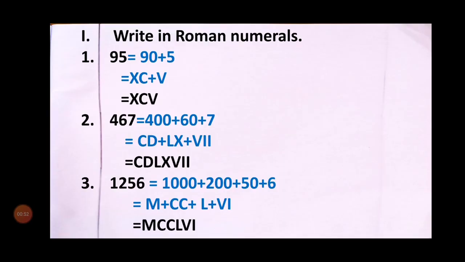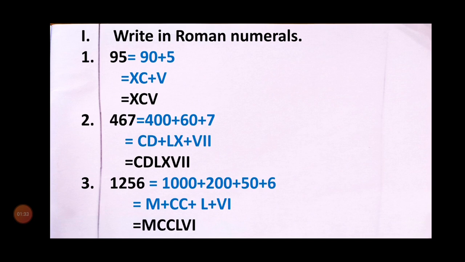Now, Roman 1, write in Roman numerals. First one, 95. So first we want to expand the number. 90 plus 5. So what is the value for 90? XC. Plus what is the value for 5? V. So XCV. Number 2, 467. First we want to expand the number. 400 plus 60 plus 7 is equal to, for 400 CD, plus for 60 LX, plus for 7 VII. So CDLXVII.